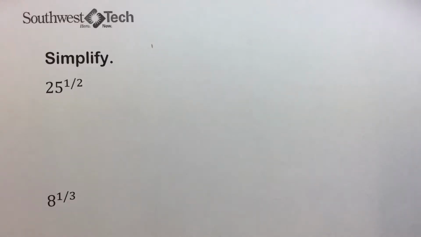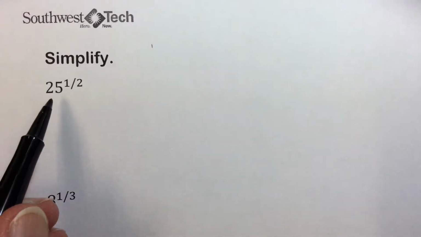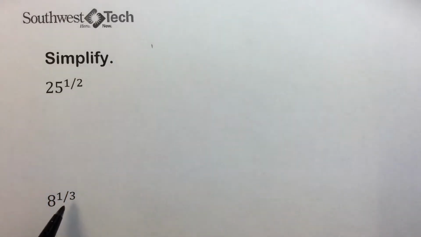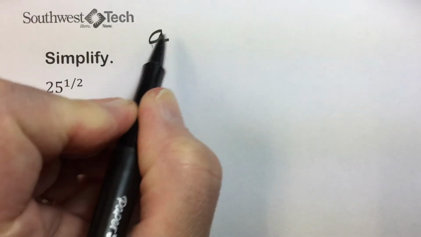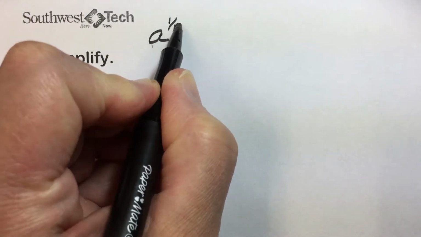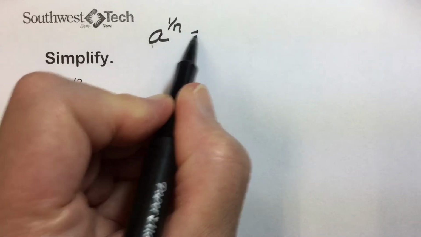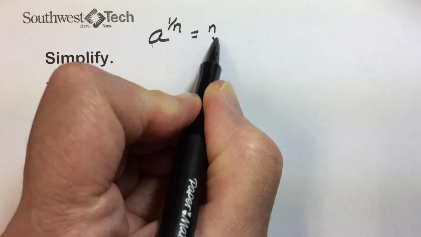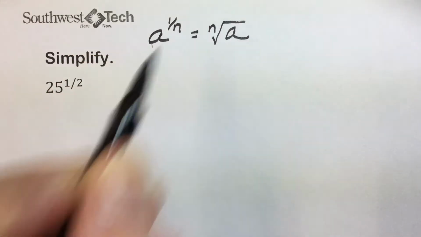Expressions containing rational exponents like 25 to the 1/2 power or 8 to the 1/3 power are defined in a manner that ensures that the laws of exponents still hold. If we have a to the 1 over n, it means the same as taking the nth root of a.